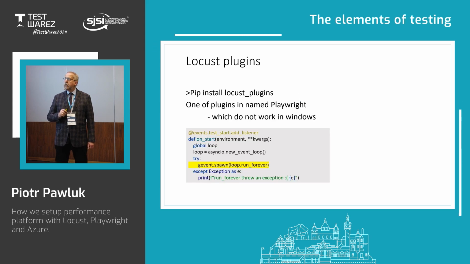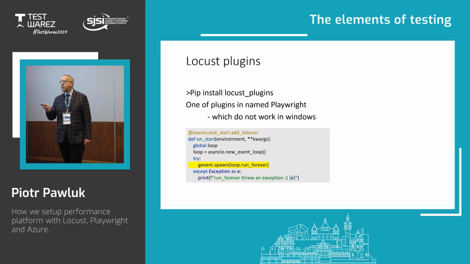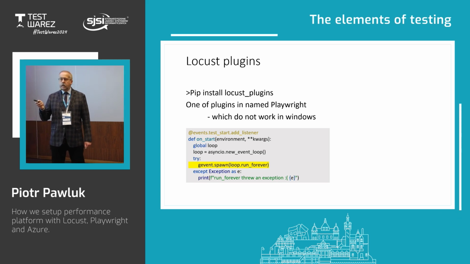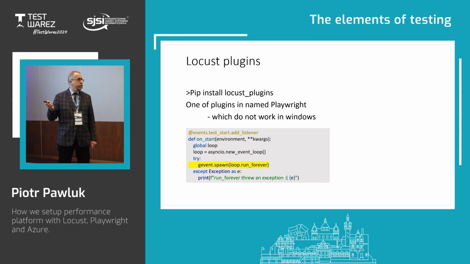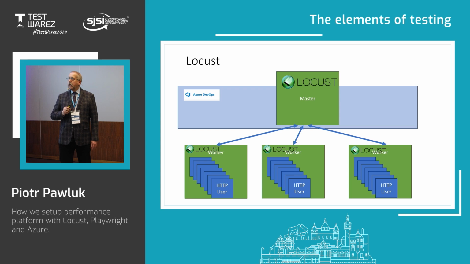And yeah, if you go to the Locust plugins, one plugin named Playwright, on Windows it gets stuck on this line. So event spawn loop run forever, it gets stuck. It doesn't work here. Probably on Linux it works because Linux is using different mechanisms for async IO. So I was tracking it down, and finally I gave up, and selected another option.